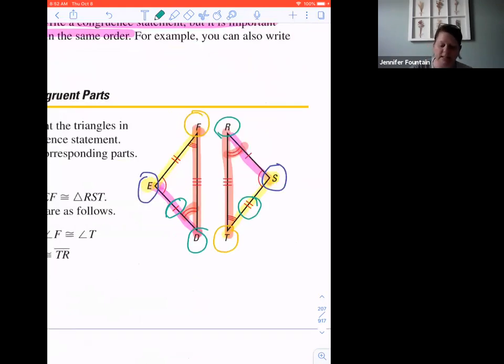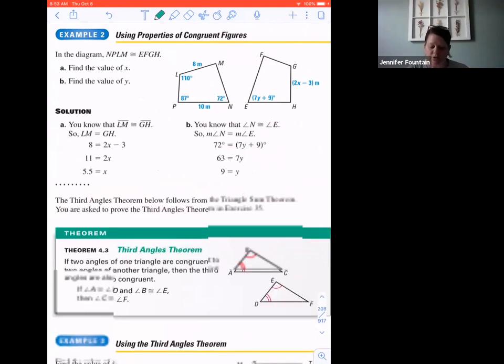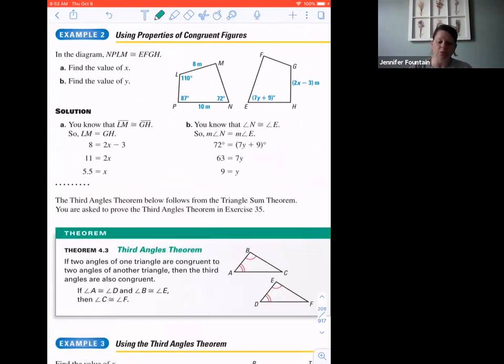All right, so let's look at example 2. It says using properties of congruent figures. So you can see that we've got two congruent figures. Again, it's rotated around, so I've got to look and see which angles correspond with each other. And it says in the diagram, NPLM, so that's the name of that shape, corresponds with EFGH.